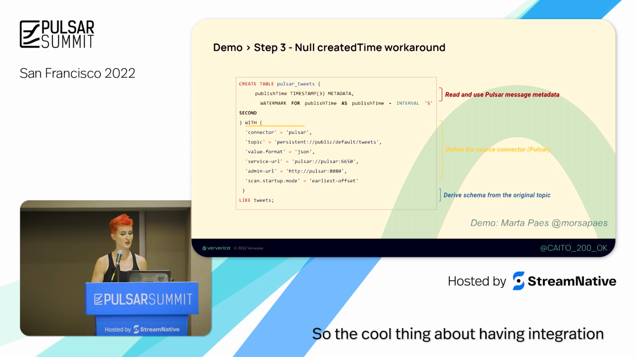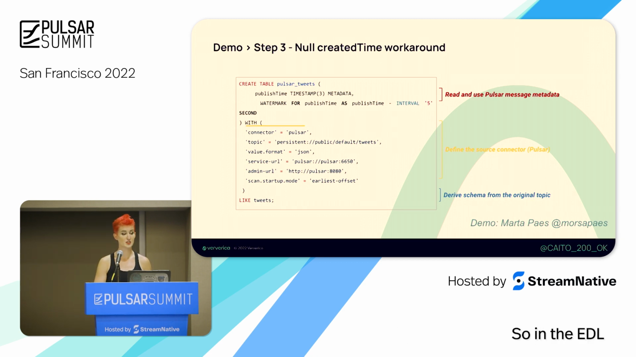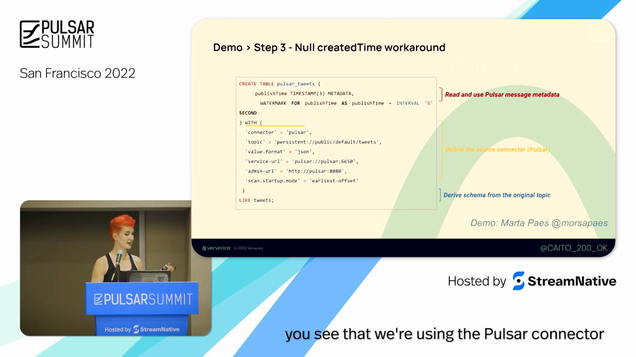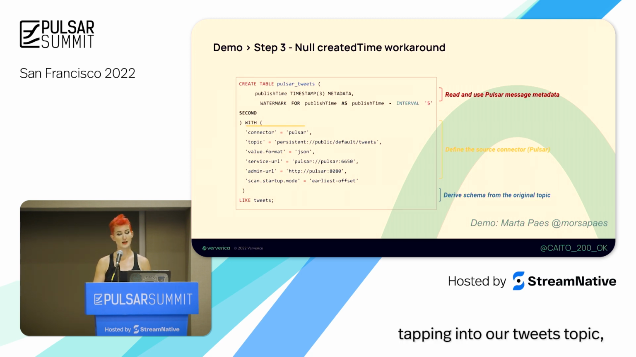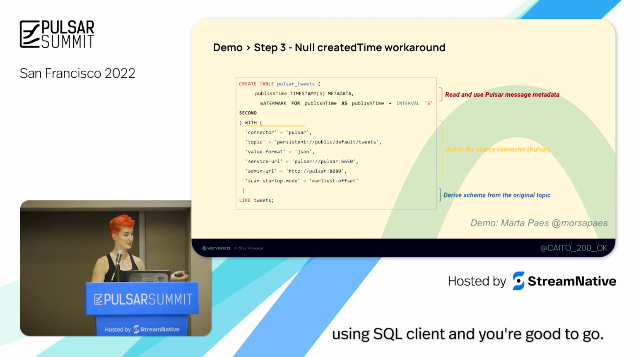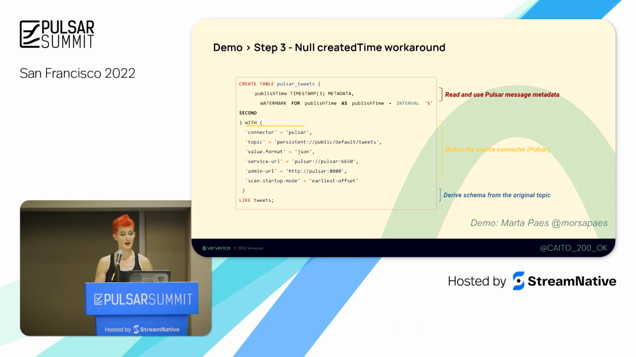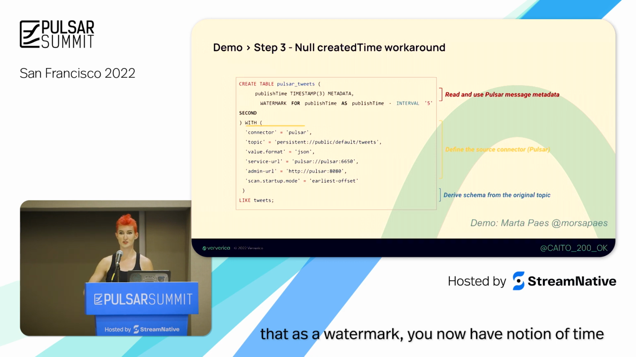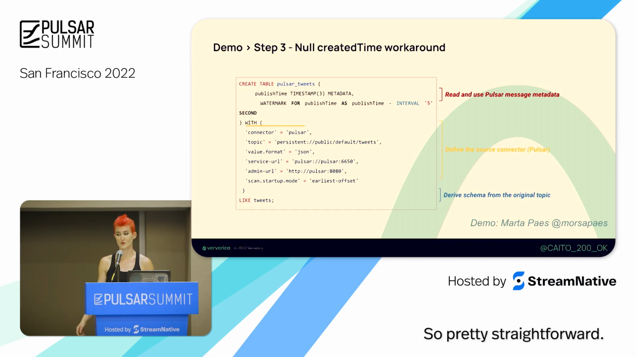The cool thing about having integration with the Pulsar catalog is now being able to create a table with the exact same schema as the original topic by just using create table like. In the DDL, you see that we're using the Pulsar connector, tapping into our tweets topic, and just using a JSON format to deserialize the events. Same as before, I just submit the statement using SQL client, and you're good to go. Because we're using publish time and defining that as a watermark, you now have notion of time in your application. Pretty straightforward, so I count that as step 3.